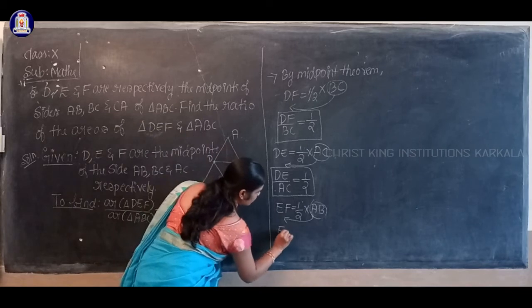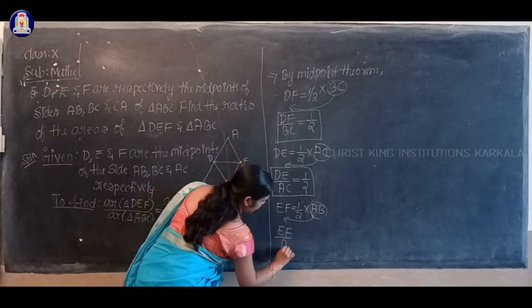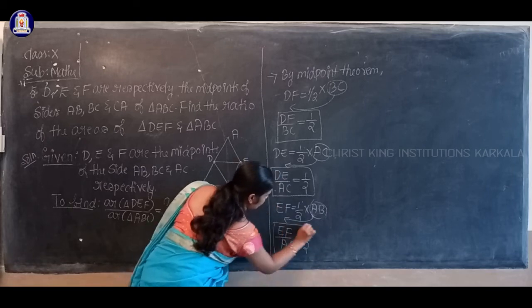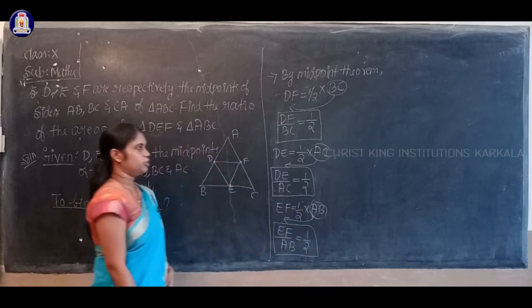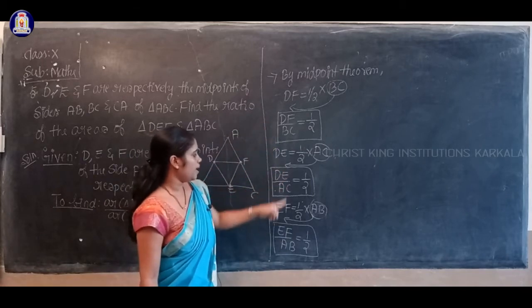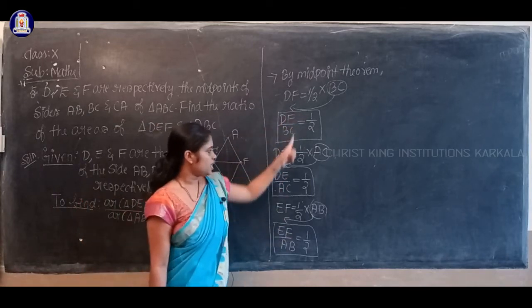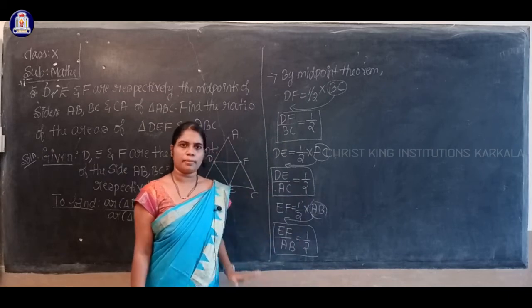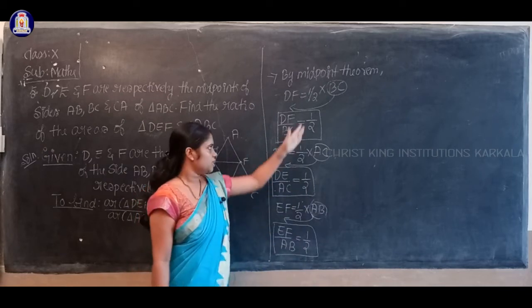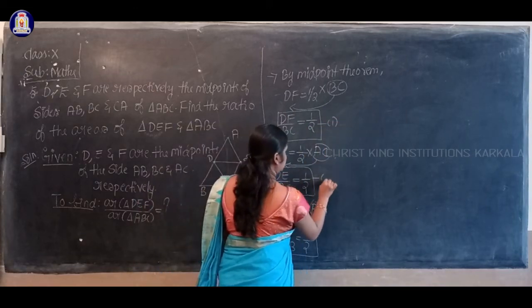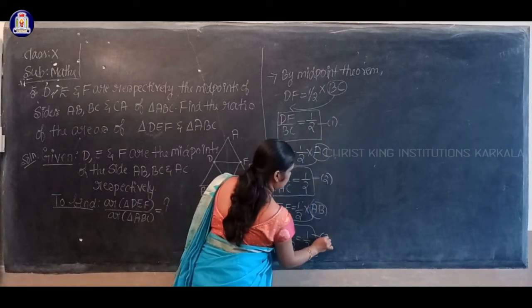EF by AB equal to 1 by 2, right? Okay, you just compare these three results, whatever I have written in the bracket. So in the right hand side we have 1 by 2, 1 by 2, 1 by 2, isn't it? The right hand side of this one, I'll write it as equation number 1, this as equation number 2, and this as equation number 3.